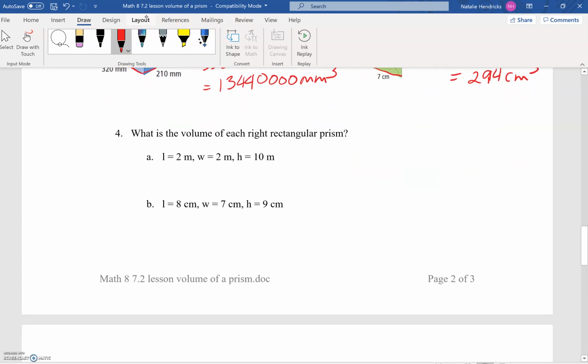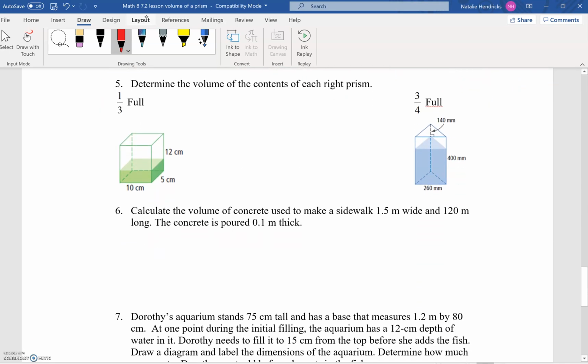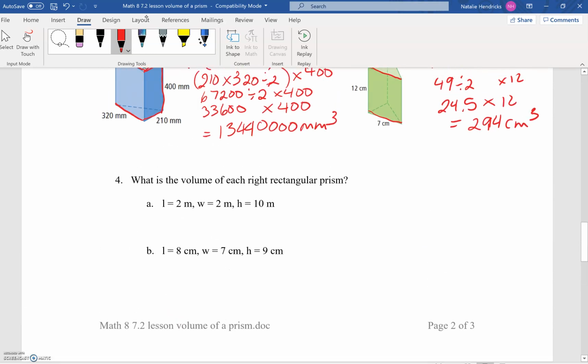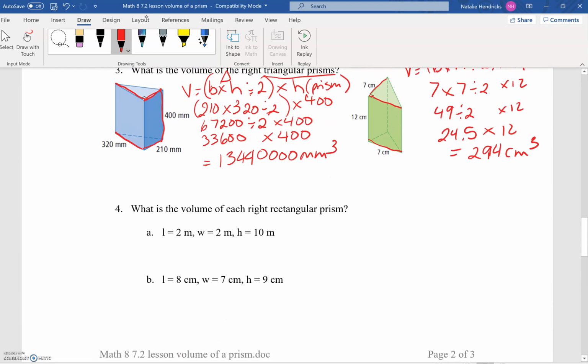It's pretty nice and easy and short. Oh, no, I'm not. Look at that. I had a whole other page I forgot about. Silly Mrs. Hendricks.